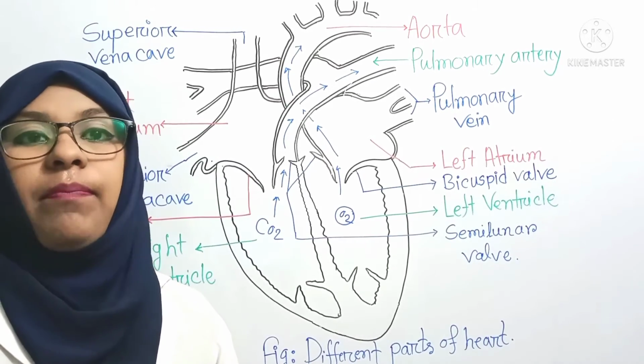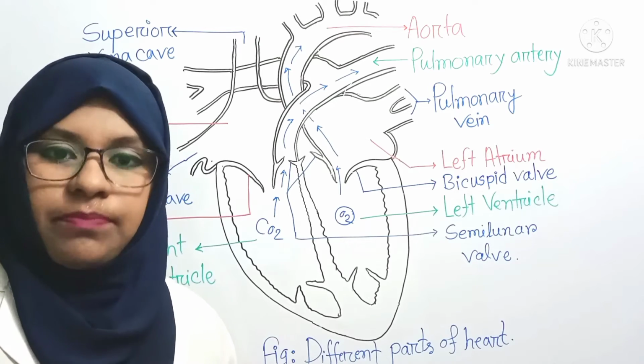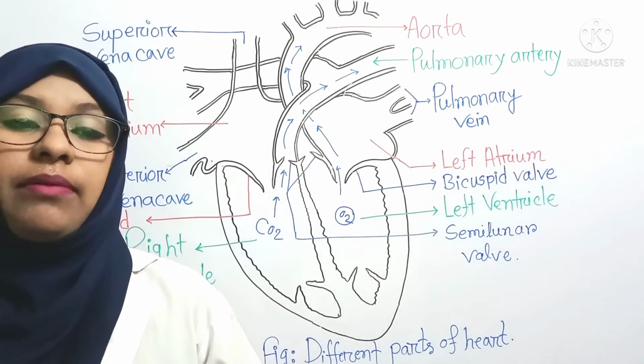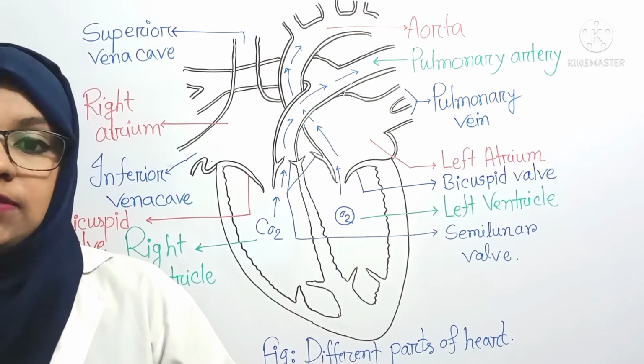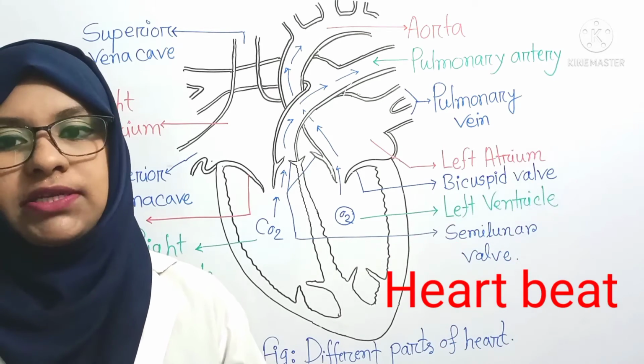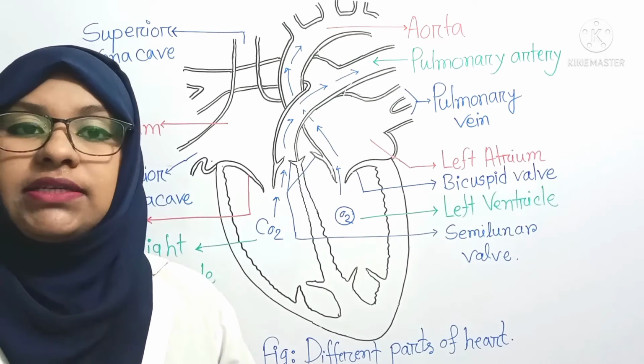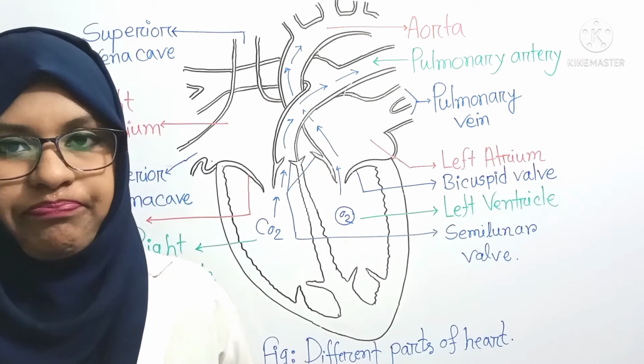Heart is like a pump machine. It is an automatic pump that beats in our body all the time in a rhythmic way. This beating is called the heartbeat. Blood is circulated to our body by heartbeat. Heartbeat is a complex system.